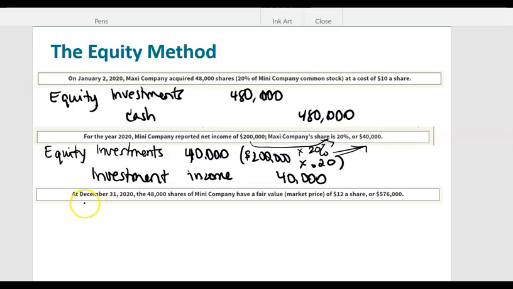The next thing we see here, at December 31st, 2020, the 48,000 shares of Mini Company have a fair value market price of $12 per share. So the question is, do we do anything about the changes in fair value of the investee company's stock? And the answer is ignore. There's no entry. We would only use this if we're applying fair value accounting, and we're not, we're applying the equity method of accounting.